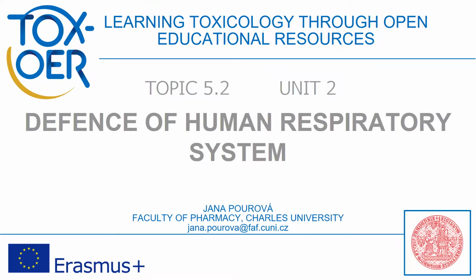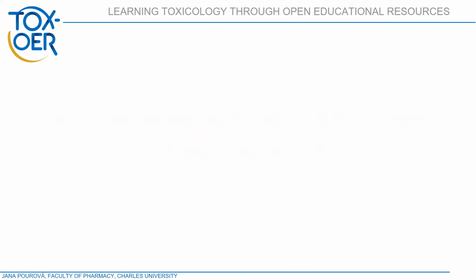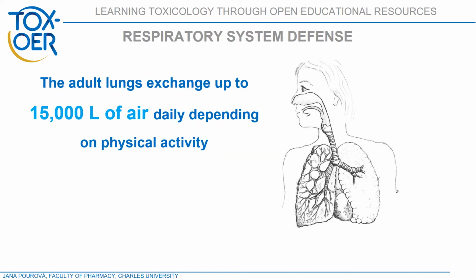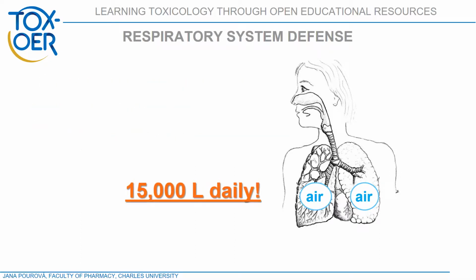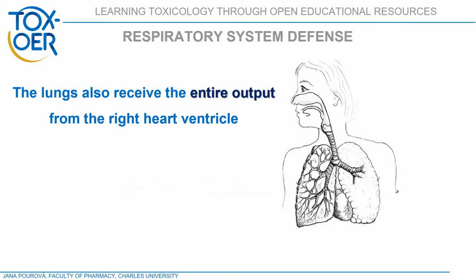Defense of human respiratory system. The adult lungs exchange up to 15,000 liters of air daily, depending on the physical activity. The lungs also receive the entire output from the right heart ventricle.